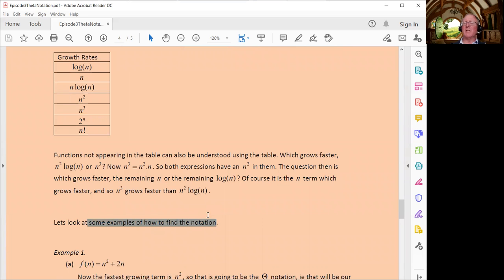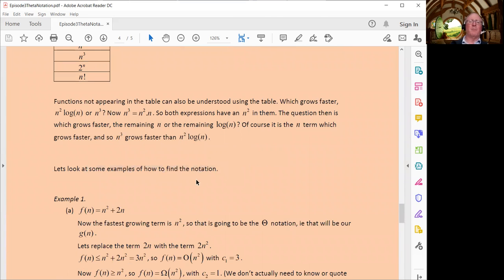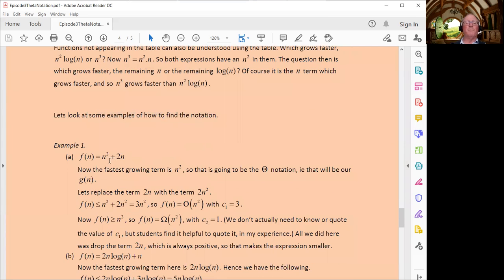I want to look at some examples of how to find the notation. They'll be reasonably simple. Let's take f of n equals n squared plus 2n. The fastest growing term is n squared, so that's going to be my theta notation. So that's our g of n. N squared is our g of n.